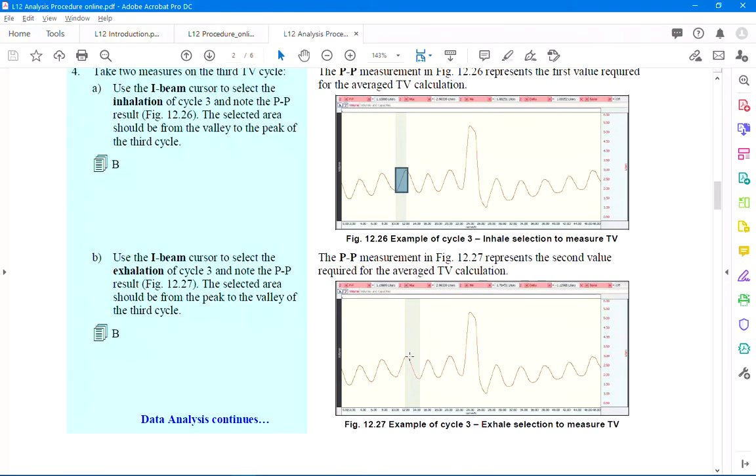Now if you'll scroll down, you'll notice that on this one, they're measuring from the back half of this tidal volume. So this would be from the exhale.